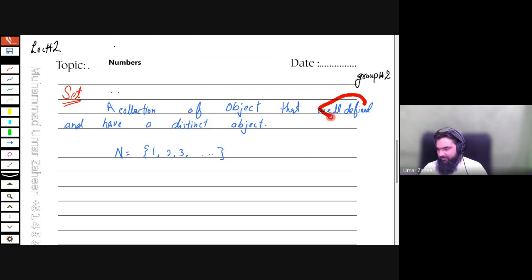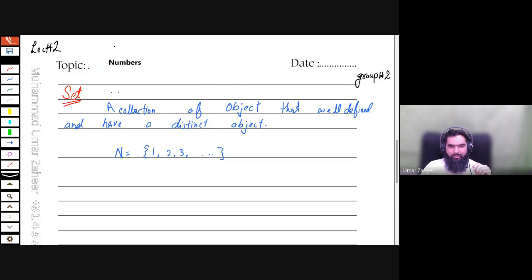Well defined means, for example, if I ask Miran which numbers are included in the natural numbers, Miran says it's 1, 2, 3. If I ask Hanana what the natural number set is, which numbers are included there, Hanana says the same answer, right?